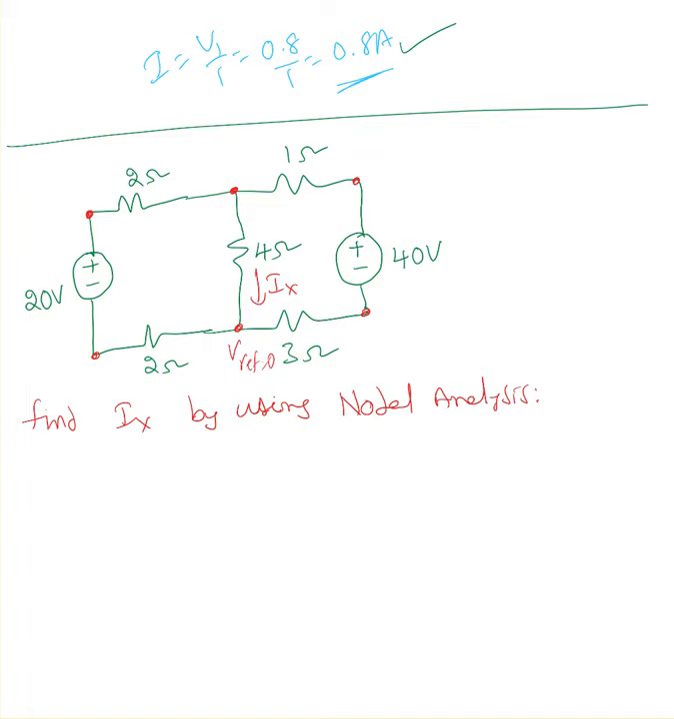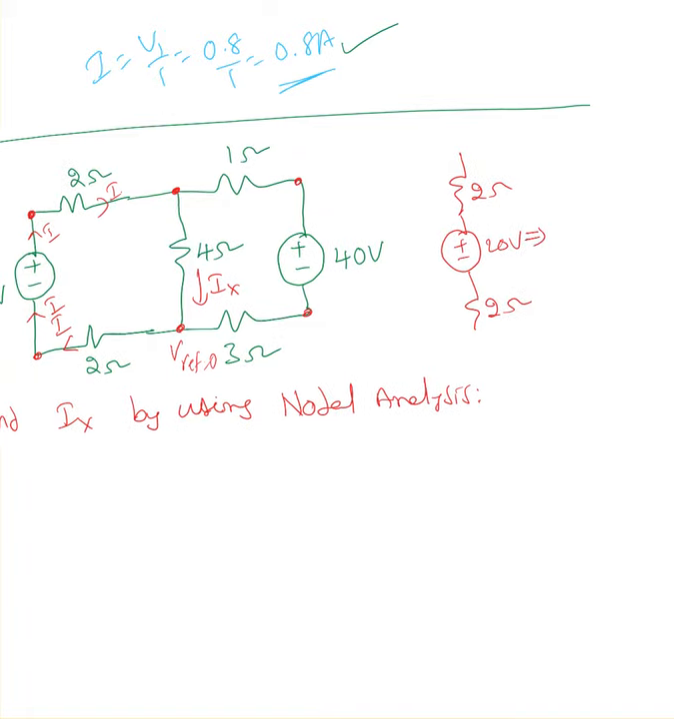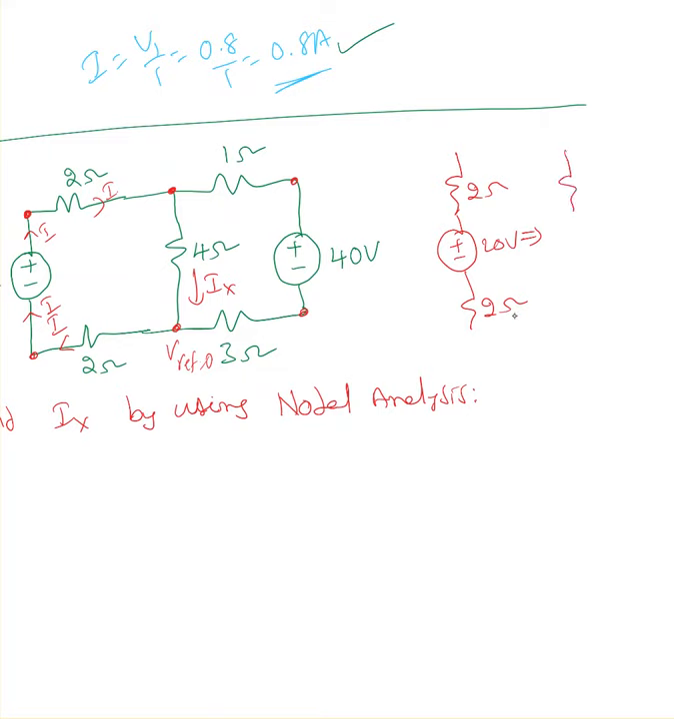If you look here, the current flowing through this 2 ohms and this 2 ohms is the same. Whatever current I enters here, the same I is going through these 2 ohms. So I can see the 2 ohms, 20 volts, and then 2 ohms, all 3 in series. Since these 3 are in series, can I combine them and move that 2 ohms up here? Then make this 20 volt and 4 ohms.